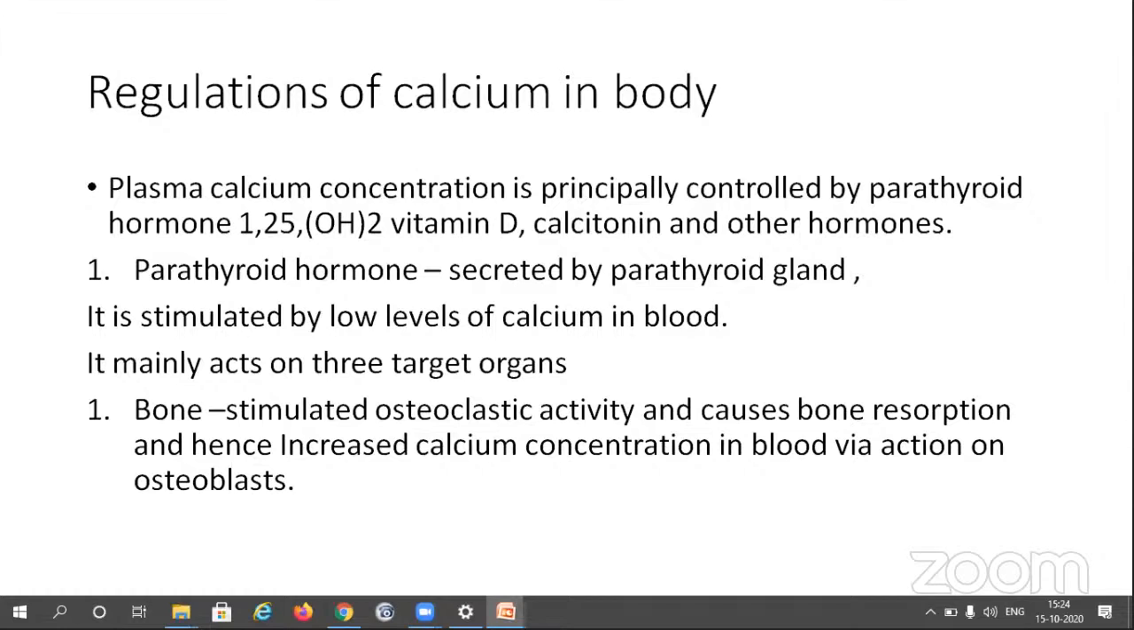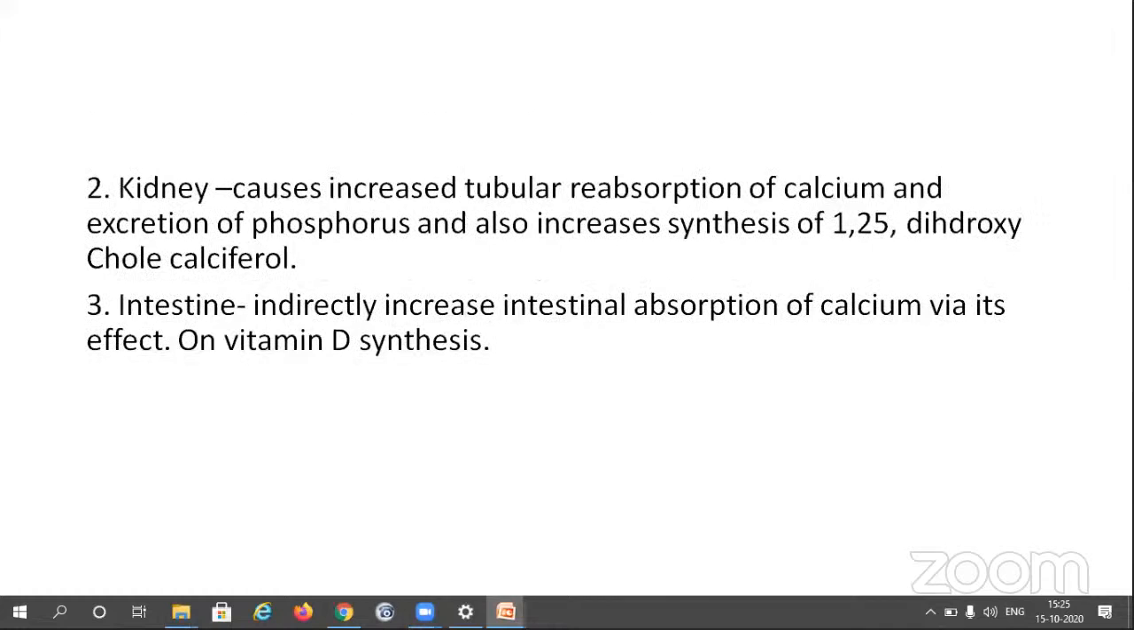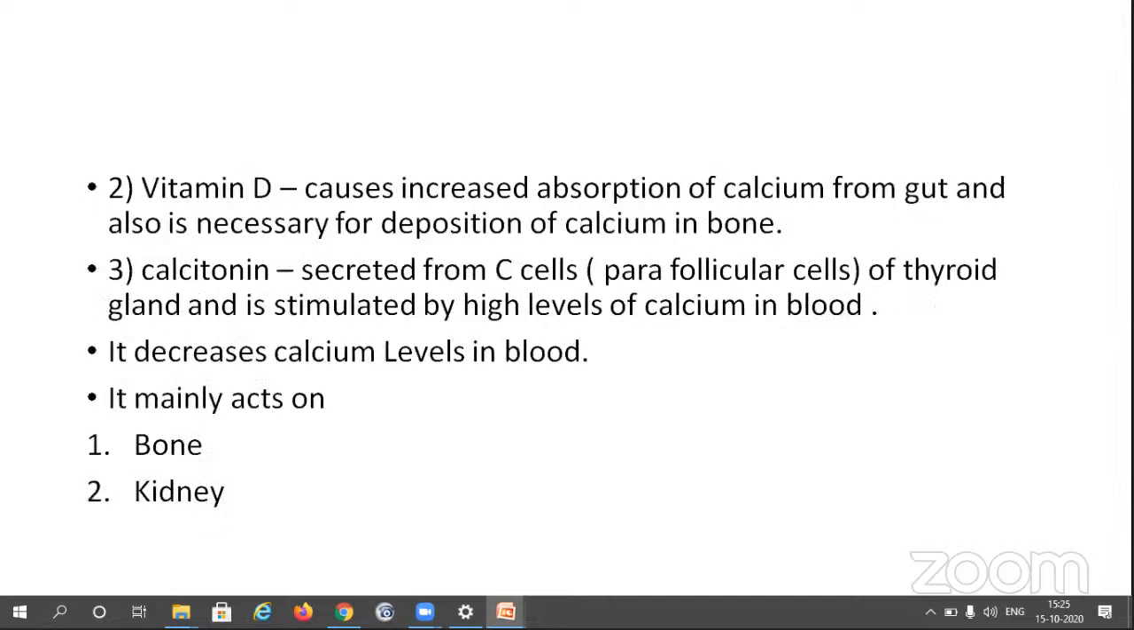It enhances calcium concentration in blood by action on the osteoblasts. In the kidney it causes increased tubular resorption of calcium and excretion of phosphorus, and also increases the synthesis of 1,25 dihydroxycholecalciferol. In the intestine, indirectly it increases the intestinal absorption of calcium via its effect on vitamin D synthesis.